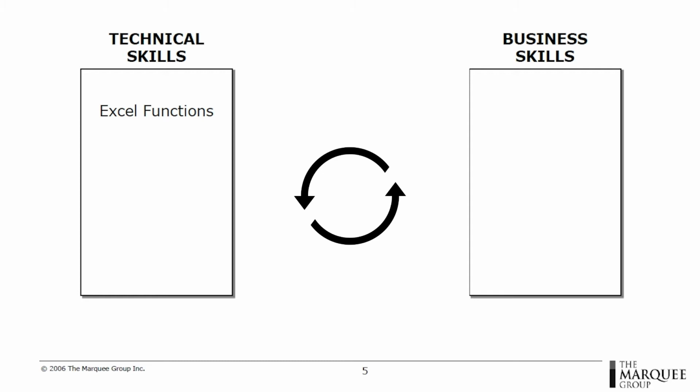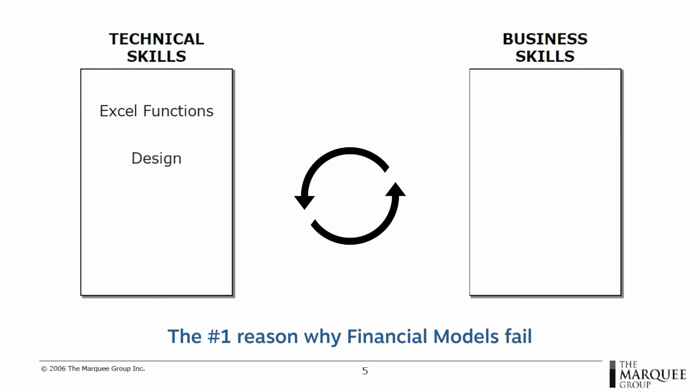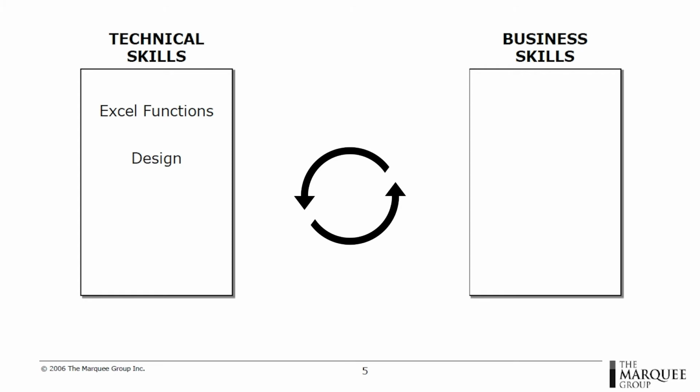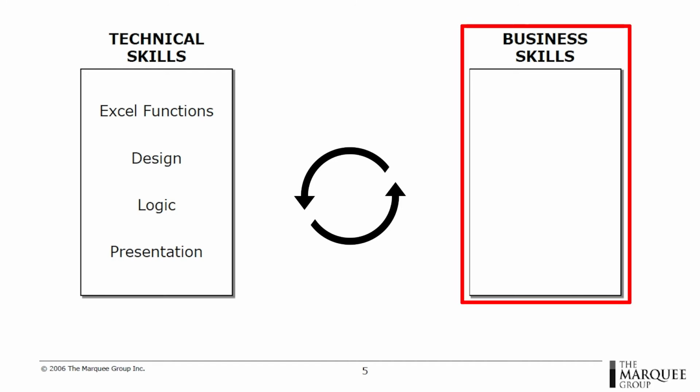We also need to have a strong sense of design. We always tell people in classes that the number one reason why financial models fail is because of poor design. If a model's not properly structured and organized, it will be extremely difficult for users to follow and to understand. We also need to understand logic, model logic, the presentation, and these skills fall into the category of technical skills we need. But we also need to have a number of good business skills to build a financial model.